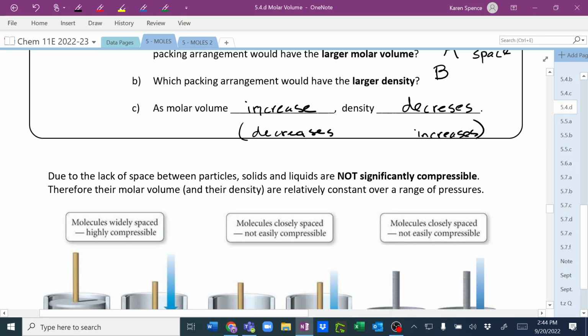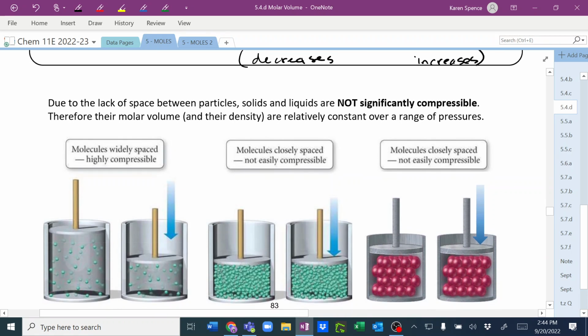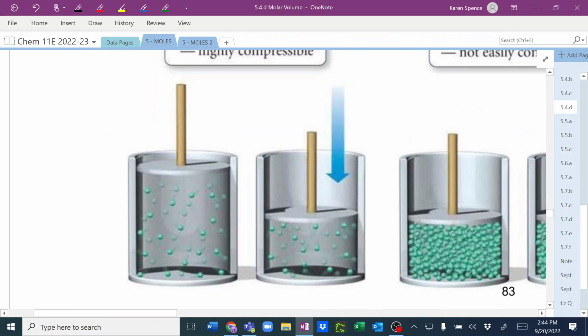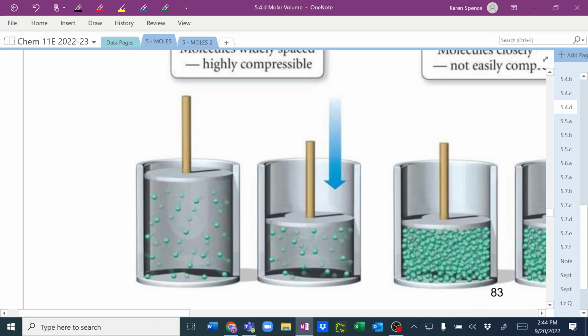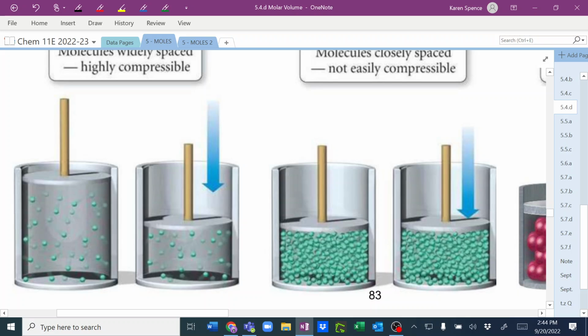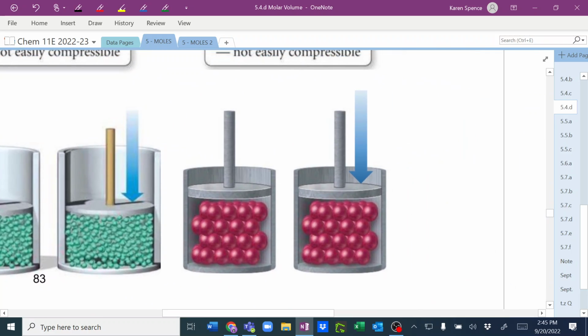Not significantly compressible. We talked about that. Here's just a little picture showing you. Here's our gas, and we've got a container with a piston on the top, and we push down on it, and the particles just become closer together. But there's still lots of space between them. Look how much it moves when you try to squash a liquid. Not really, okay? So the gas, you can compress it quite a lot. A liquid you can compress hardly at all. And a solid, not really.